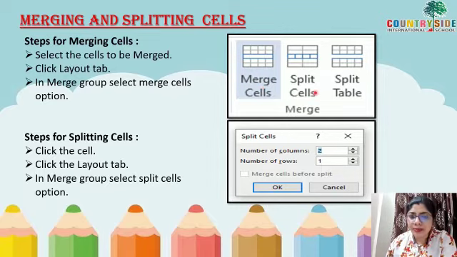If I talk about splitting the cell, the same method: click on the cell first of all, select it, then click on the Layout tab and in the Merge group select the Split Cells option. When you click on Split Cells, it asks you how many rows and columns you want out of that one cell. You have to select whether you want 2 rows, 2 columns, 1 row, 1 column, 3 rows, 1 column. The number is entirely your choice. Okay, so you can choose it from here. You click on OK and your cell will be split into that number of rows or columns.